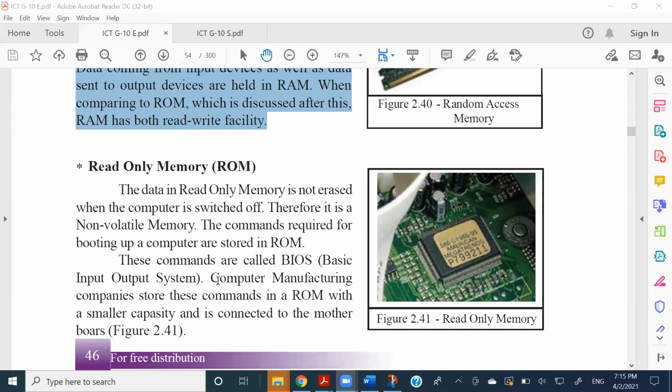So it has both the abilities, but when it comes to the ROM, like computer can only read what is inside it, but it cannot write things into it.